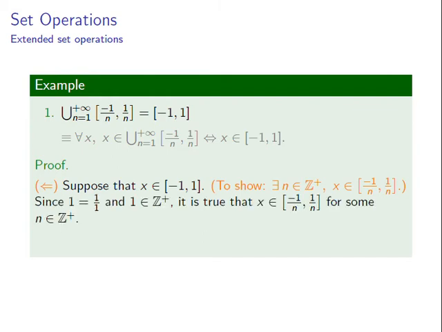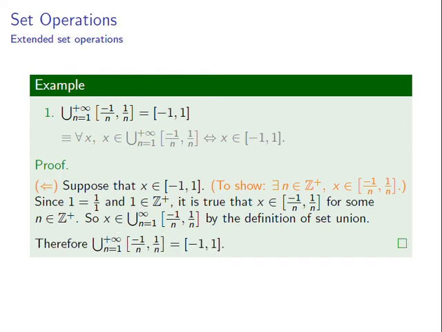Since 1 is equal to 1 over 1 and 1 is a positive integer, it is true that x is an element of a closed interval from minus 1 over n to 1 over n for some positive integer n. So, by the definition of extended set union, x is an element of the union of all closed intervals from minus 1 over n to 1 over n and from 1 to positive infinity. This proves the claim.